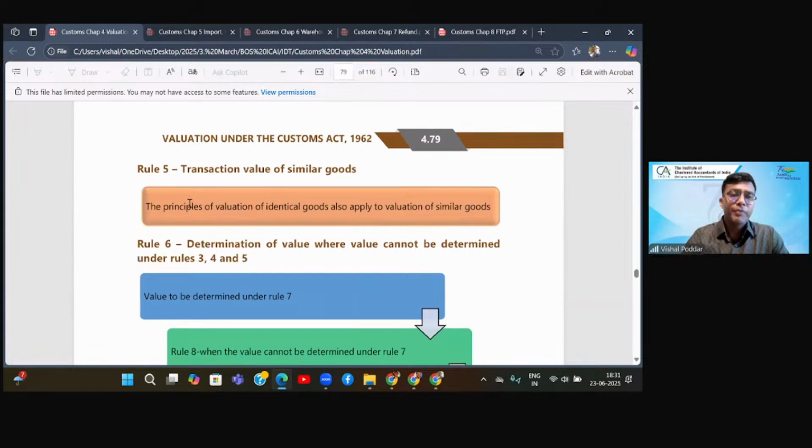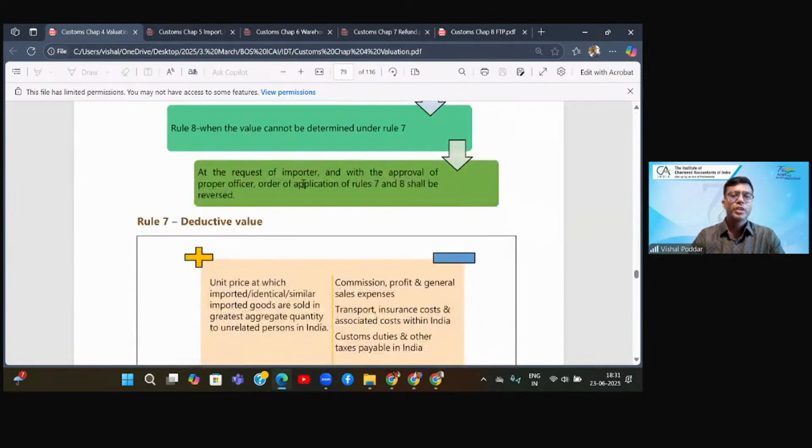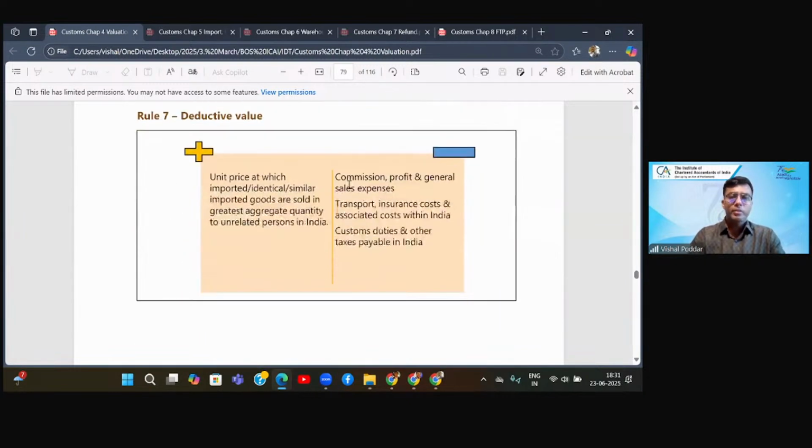Now, if identical goods are not available, you try to find out the transaction of similar goods, again with the same conditions which we studied above: at the same time, same quantity, same commercial level, same mode of transport. If there is variation in any of these, we will take that with adjustment for the variation. Next, what does rule 6 say? After you have tried 3, 4, 5 and you did not get the value, now actually the next turn is of 7. However, rule 6 says you can interchange the application of 7 and 8.